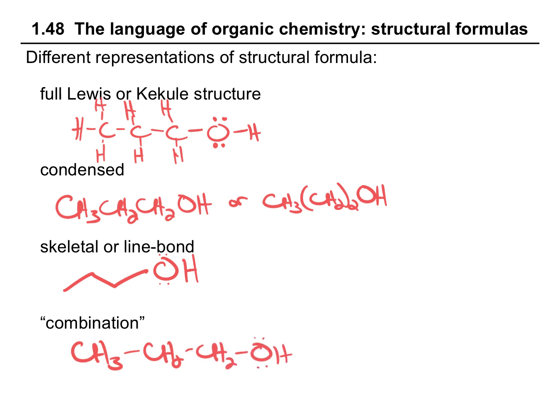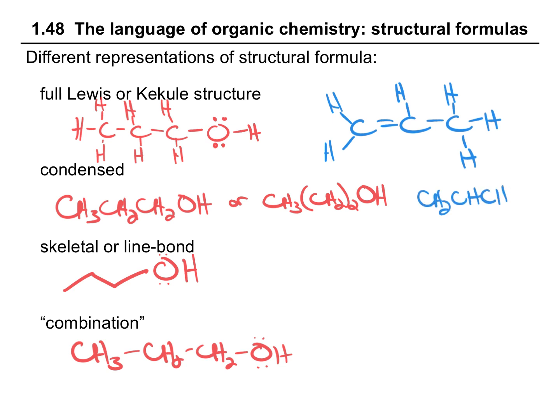So let's look at a different example. If we have propene, we could have our first carbon connected to 2 hydrogens, double bonded to a carbon, connected to a hydrogen, and connected to another carbon that is connected to 3 hydrogens. So this would be the full Lewis structure. For the condensed formula, this would be CH2, CH, CH3.